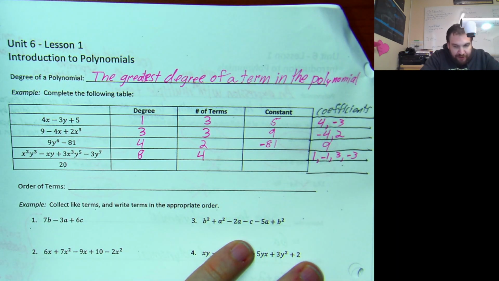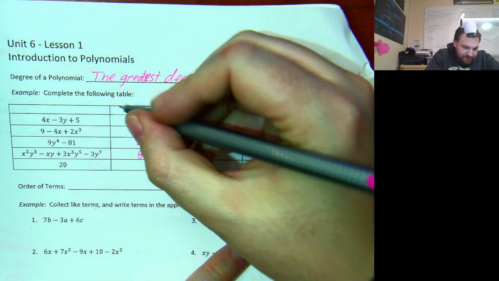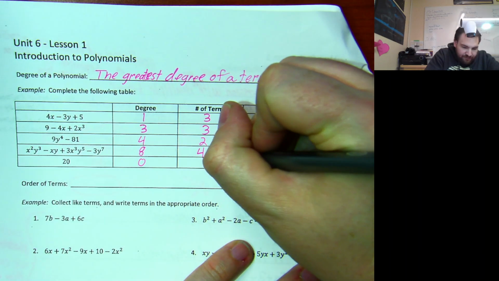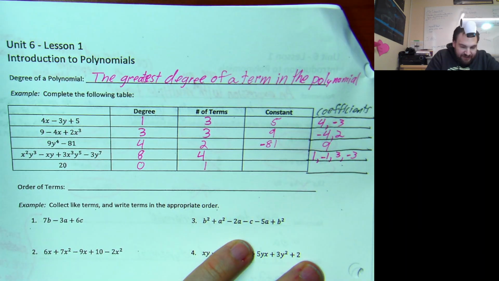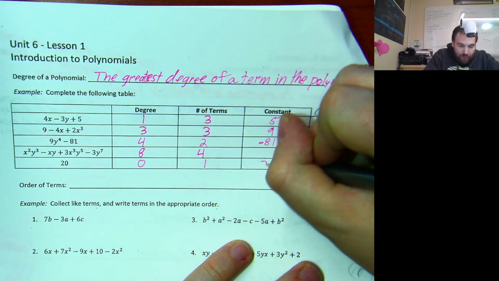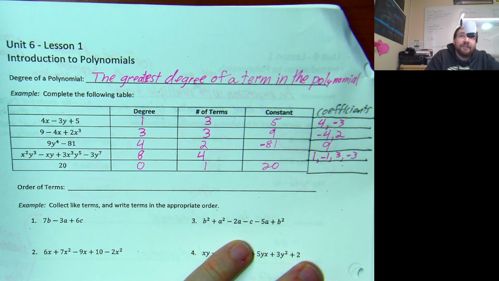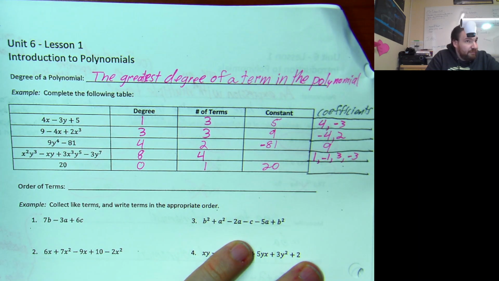And the last one here, the degree on that thing is? Number of terms. Constants. Coefficients. There aren't any. Cool.